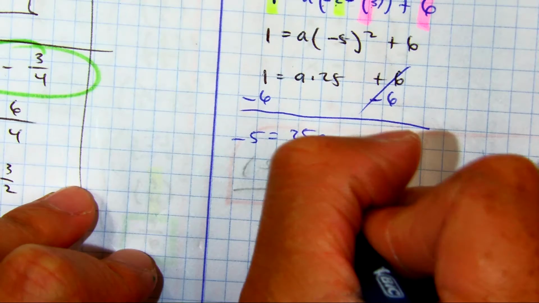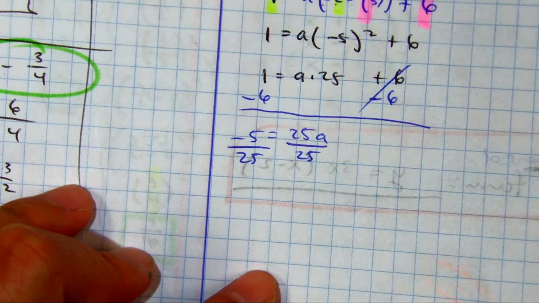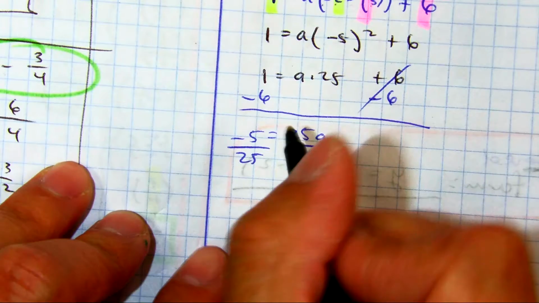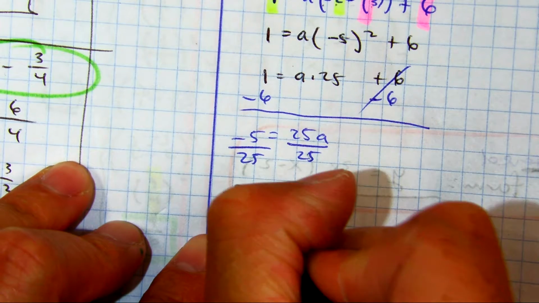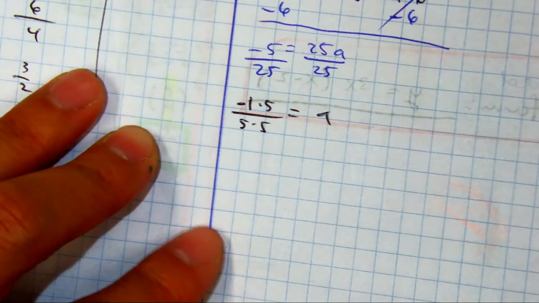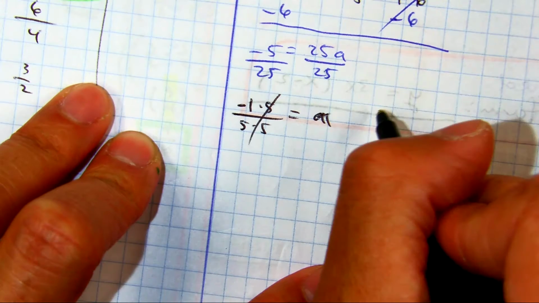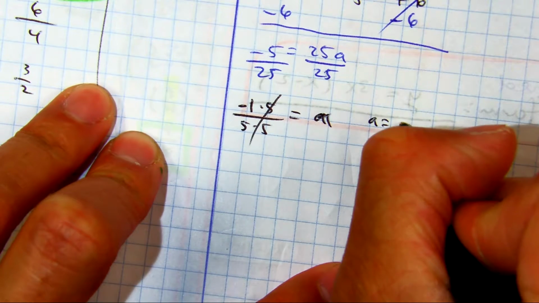Divide by 25. Again, if you didn't understand cross-canceling, kind of silly, but I'll show you. Negative 1 times 5 and 5 times 5. So the 5's will cancel out, and you're left with what? A equals negative 1 over 5.